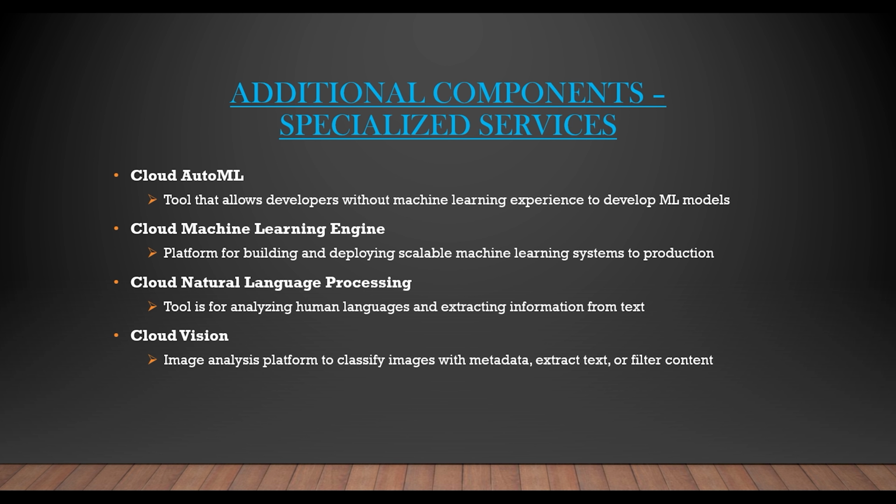develop machine learning models. It also has Cloud Machine Learning Engine, which is a platform for building and deploying scalable machine learning systems to production. If you want to choose natural language processing tools, you can have Cloud Natural Language, which can be used for analyzing human languages or extracting information from any text. Google Cloud also has Cloud Vision, which is an image analysis platform to classify images with metadata, extract text, or filter content.